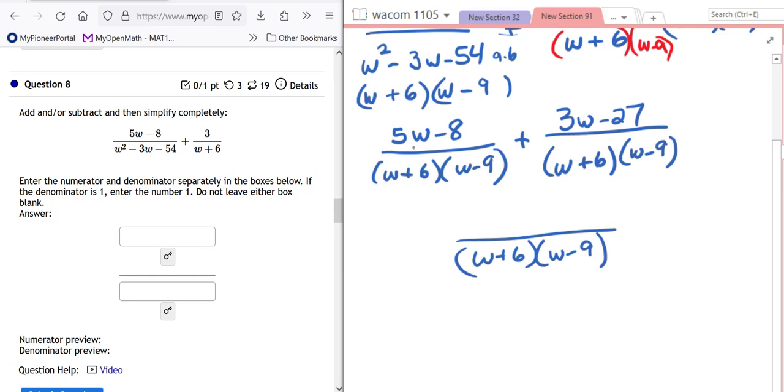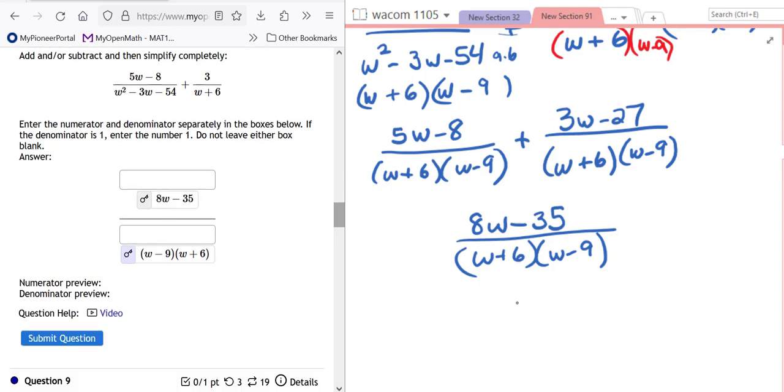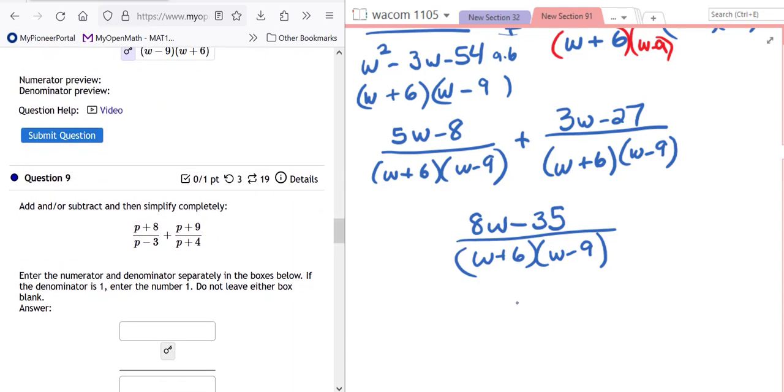Combine the numerators, so 5W plus 3W is 8W. And your constants, these are like signs, so add. And this gives us a 35. Right, and we would try to factor to reduce. There is nothing common in this, so that is actually going to be the answer. They have split these parentheses up again. We'll look and see what they have. 8W minus 35, and good. So we're good. All right. I'll do that one in a little bit.